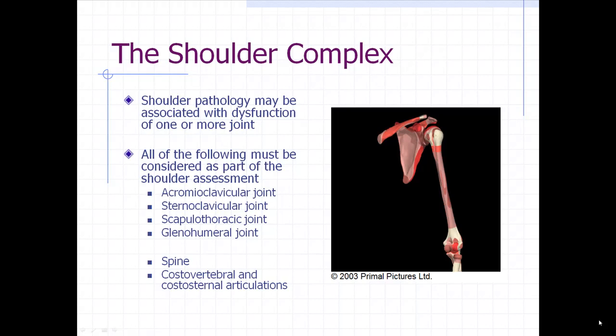glenohumeral joint too. In addition to that, we need to consider the influence that the spine, the costovertebral and costosternal articulations also have on shoulder joint movement. So all of these joints should be assessed or should be considered in the assessment of a shoulder pathology. Not just in terms of whether they are the root cause or the source of the pain, but also whether they are contributory factors.